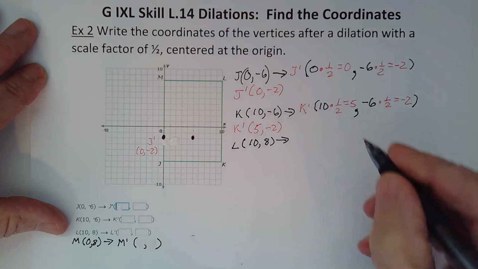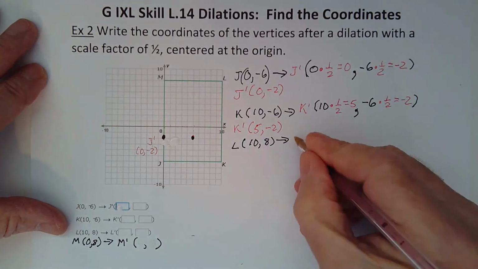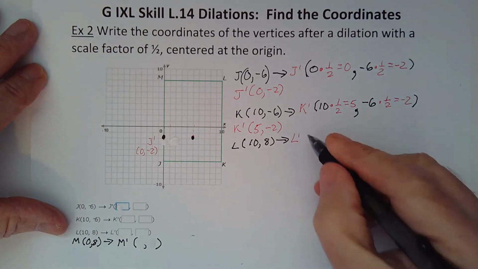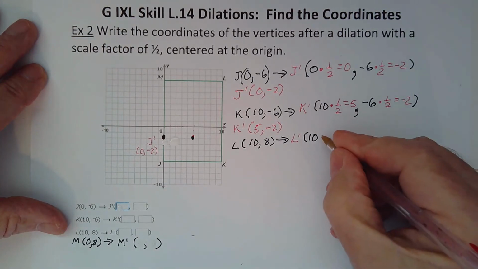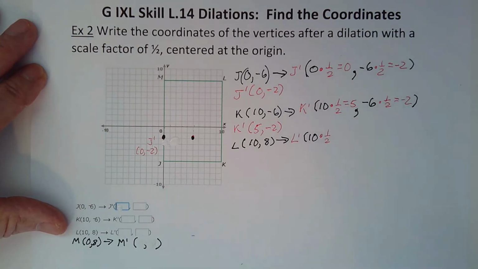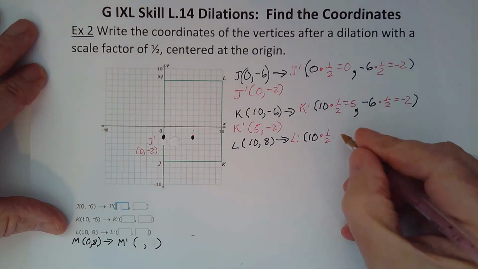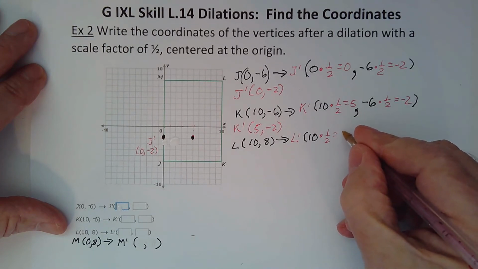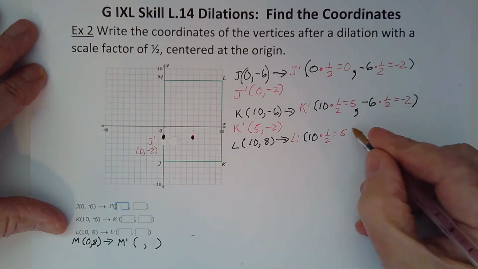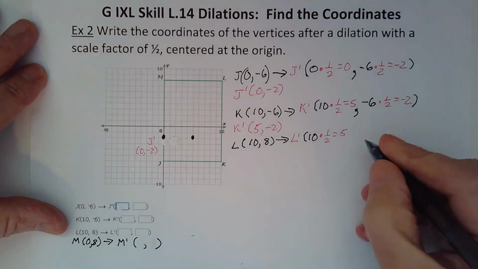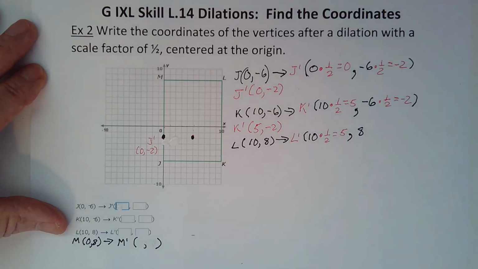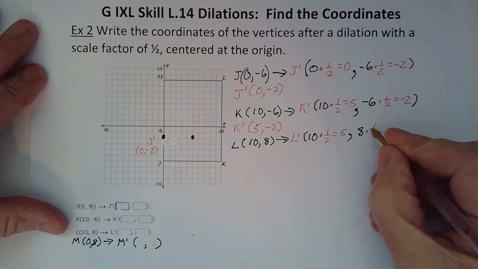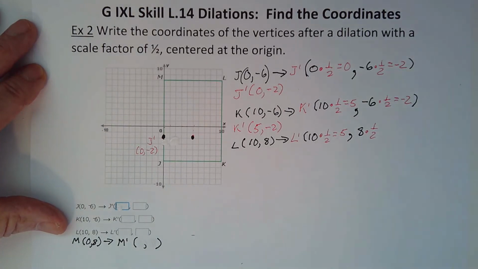So that's going to translate to L prime. And L prime's coordinates are, again, going to be 10 times the scale factor of 1/2, which again is dividing by 2, and it's going to be the same as what's above, so that equals 5. And then comma, and then this time our y-coordinate is going to be 8. So 8 times the scale factor of 1/2. Half of 8 is 4.